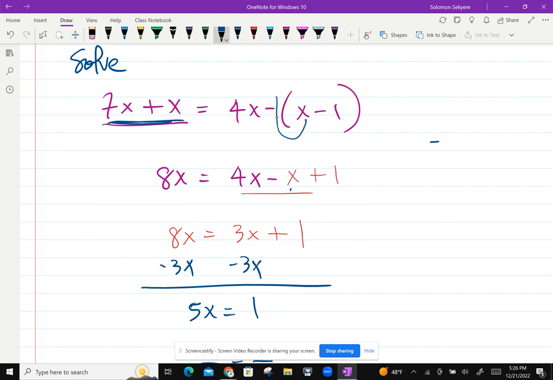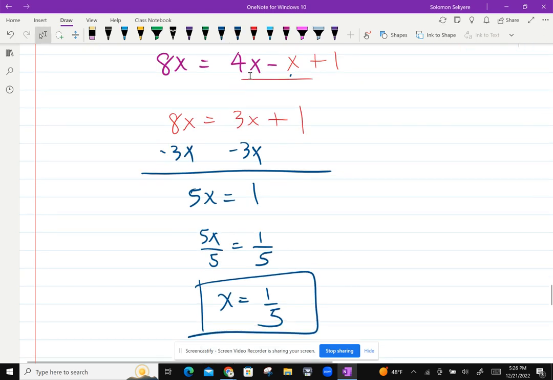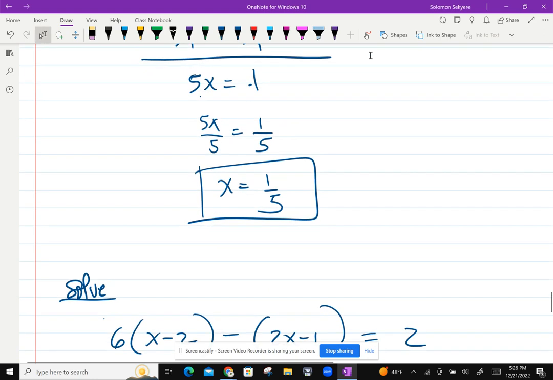You remember we learned that negative times negative equals positive. So this is what we have. And then combine like terms, 4x minus x equals 3x. So now we have 8x equals 3x plus 1. We want to solve for x. What do we do? We group our variable on one side. This is positive. There is no sign before it, so it means it's positive. So how do we move positive to the other side? We subtract. When we subtract, we have 5x equals 1, x equals 1 over 5.